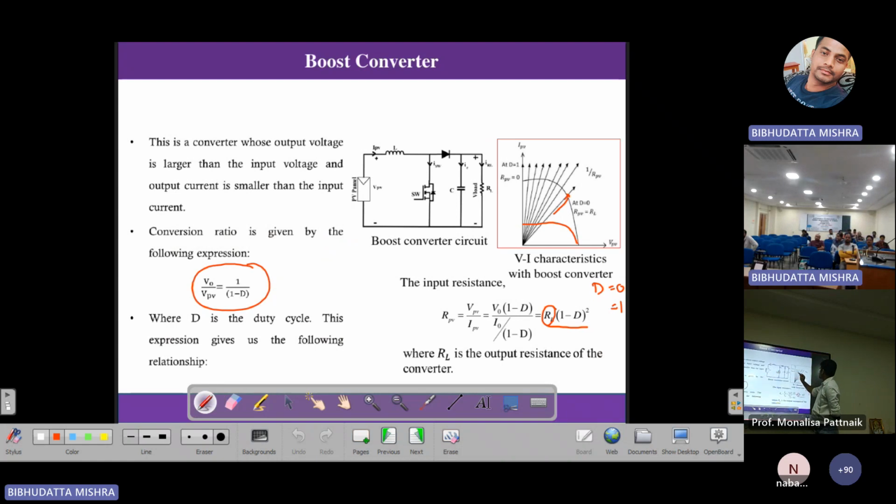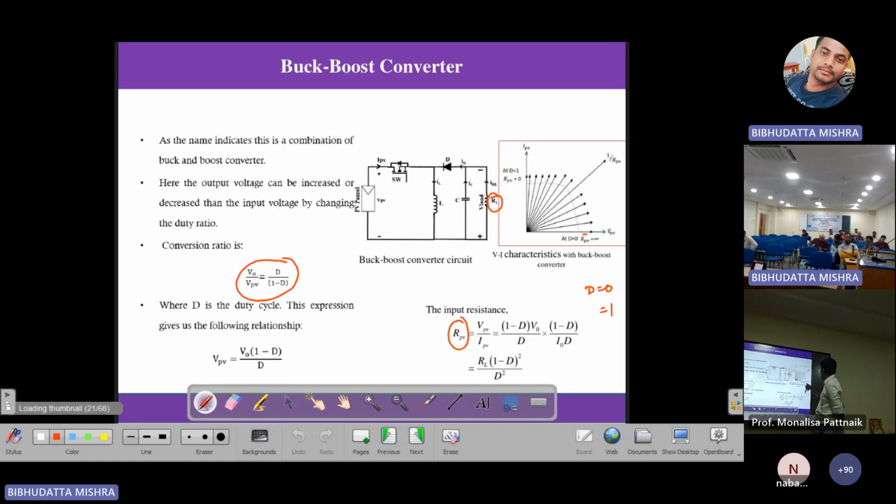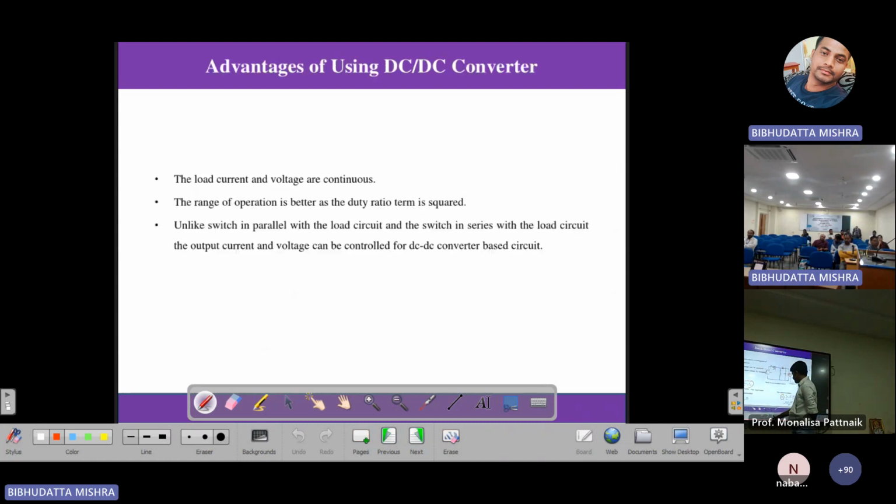See, in the boost, D is equal to 0 to D is equal to 1. If I increase the duty ratio, panel voltage is decreasing. Similarly for buck-boost also, D is equal to 0 to D is equal to 1. If I increase the duty, panel voltage is decreasing. So if I need to increase the panel voltage, I should do the opposite thing. I should decrease the duty ratio, and vice versa. So this is important to understand.